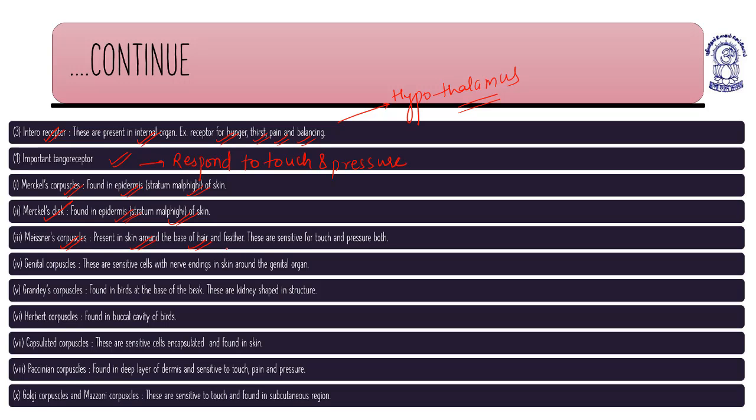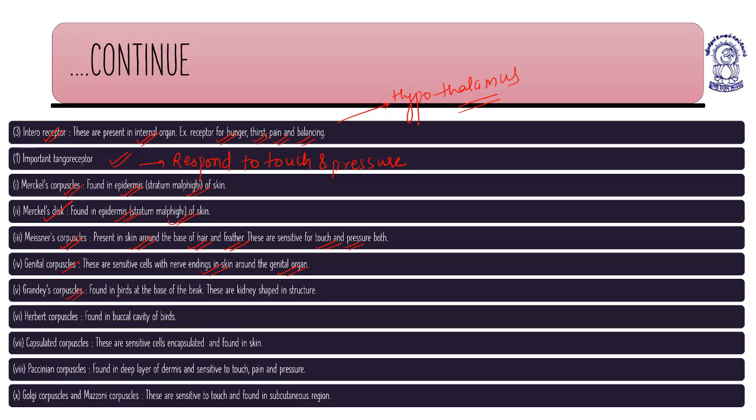These are sensitive for touch and pressure both. That is why they are known as tangoreceptors. Meissner's corpuscles are present in the skin around the root hair plexus. Genital corpuscles are sensitive cells with nerve endings in the skin around the genital organ.